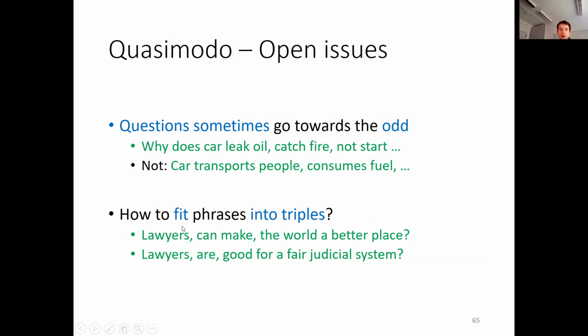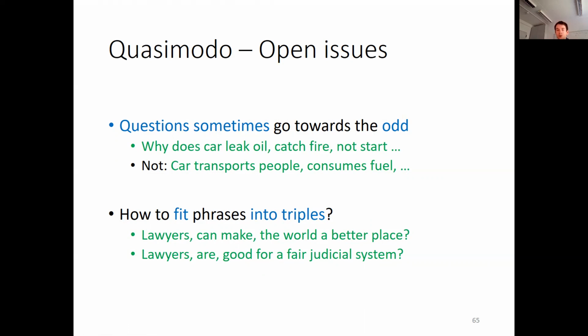And another issue is how to fit a longer phrase into triples. So lawyers can make the world a better place or are good for a fair and judicial system. These are natural language sentences, but they somewhat go beyond the triple model of lawyer has a simple property.